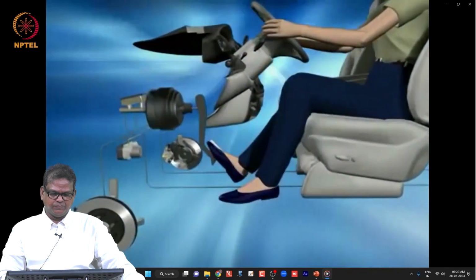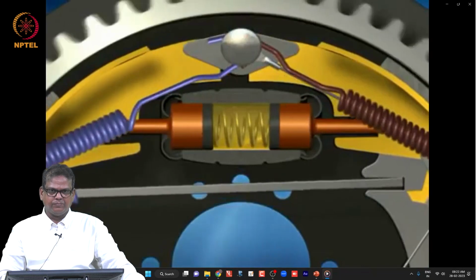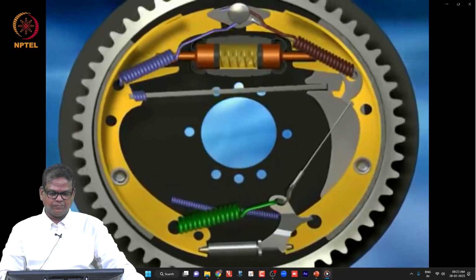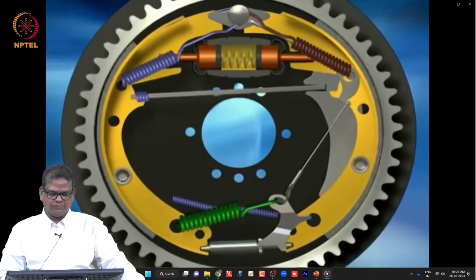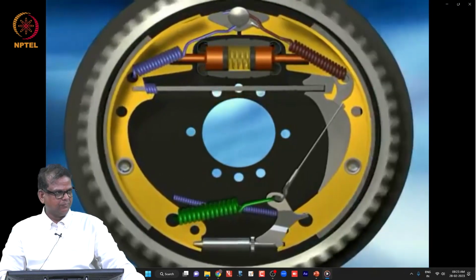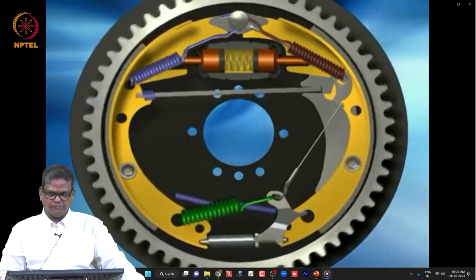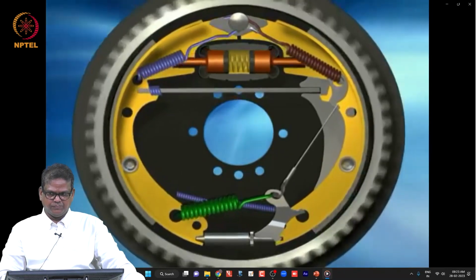When the pedal is pressed, pressurized brake fluid at the wheel cylinder actuates pistons to force brake shoes out against the brake drum. When the pedal is released, return springs pull the brake shoes away from the drums and push the cylinder pistons back into their bores.